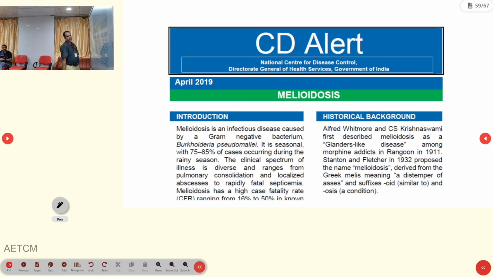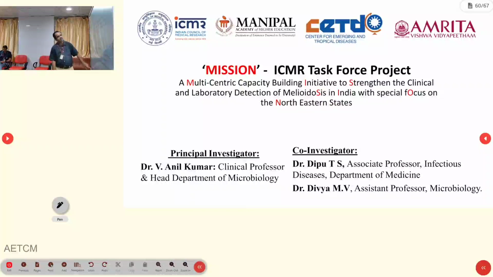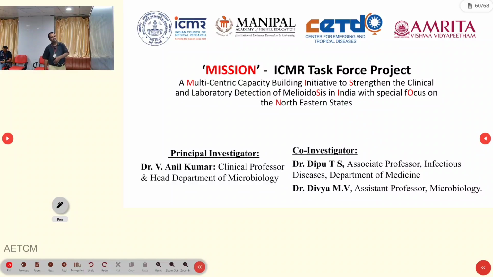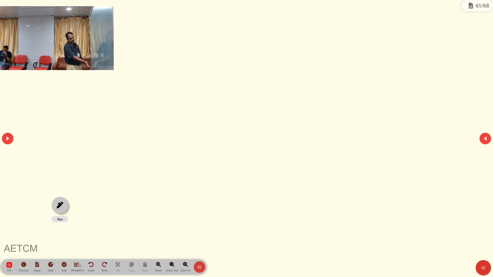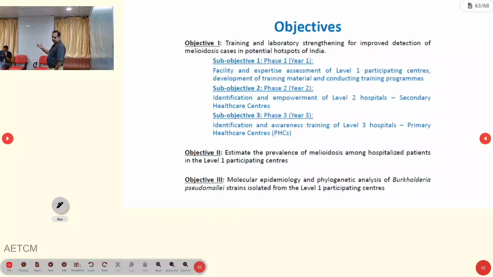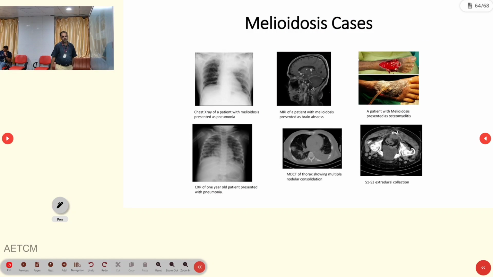So what is ICMR doing? We are doing a project. This is a CD alert from ICMR 2019. They declared melioidosis a risk, and this is a study where I am the PI, and Dr. Deepu, Dr. Divya, and Dr. Purnima are the co-PIs. We are doing a study for 3 years. 1 year is finished, and the objective of the study is to increase the capacity in diagnosing and treating, and to make clinicians aware of how to diagnose and treat melioidosis. This is the second year, and we will be going around the other hospitals also.